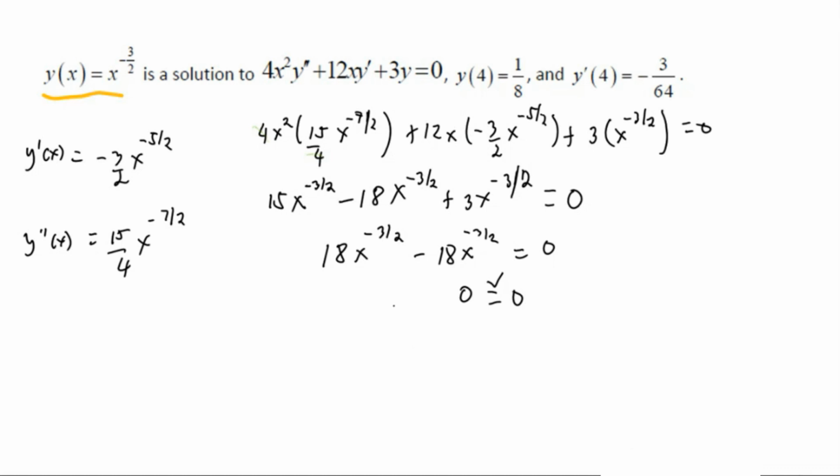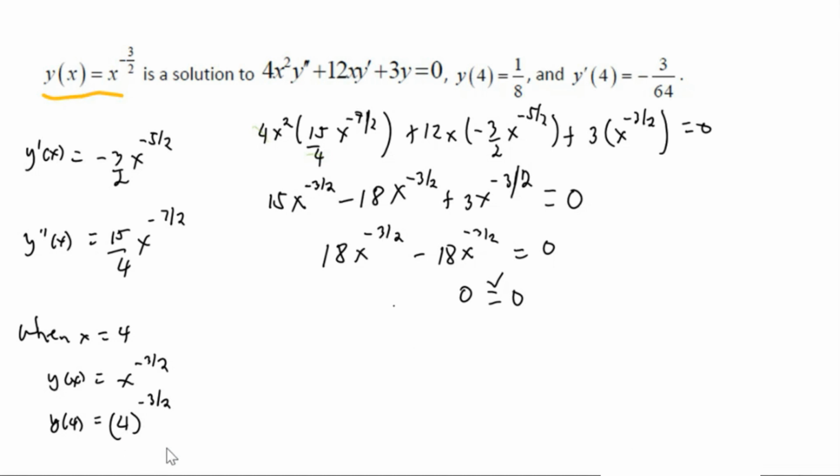Now for that, we are going to solve when x is equal to 4, then we have to solve for y of x is equal to x to the power of negative 3 over 2. So when x is 4, you can write now y of 4 is equal to, our x now is equal to 4, so 4 to the power of negative 3 halves.